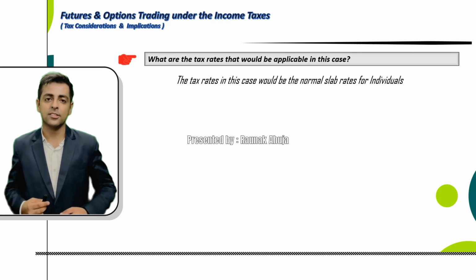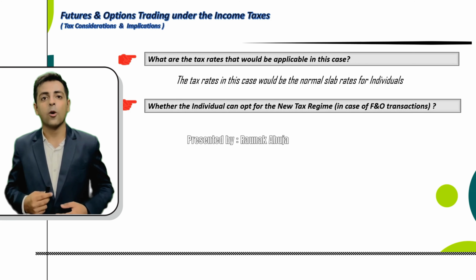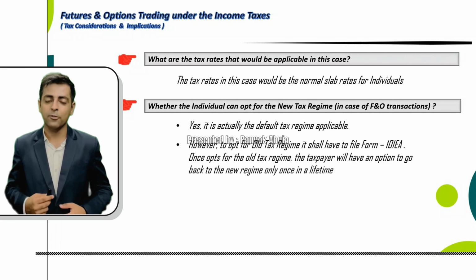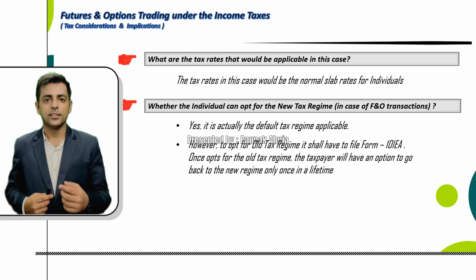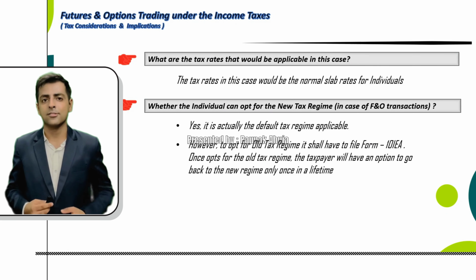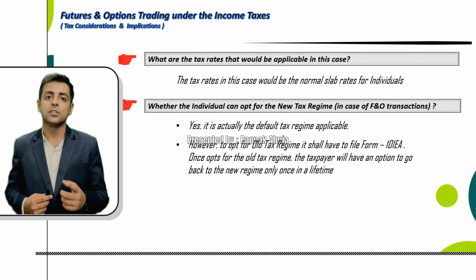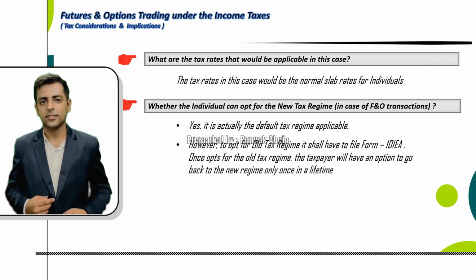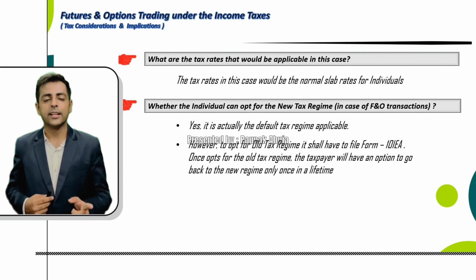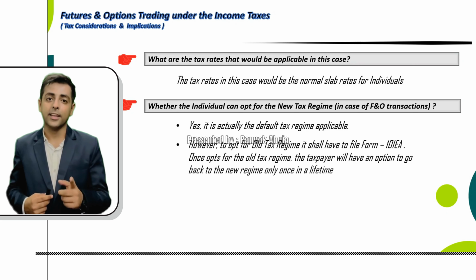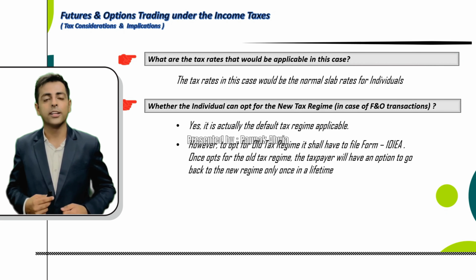Moving on to the second question. Can the taxpayer opt for the new tax regime for FnO profits? The answer to this question is yes. In fact, this is the default tax regime. In case one wants to opt for the old tax regime, then the taxpayer will have to file a separate form for that. That form is 10IEA, and that would have to be filed before you file your income tax return.